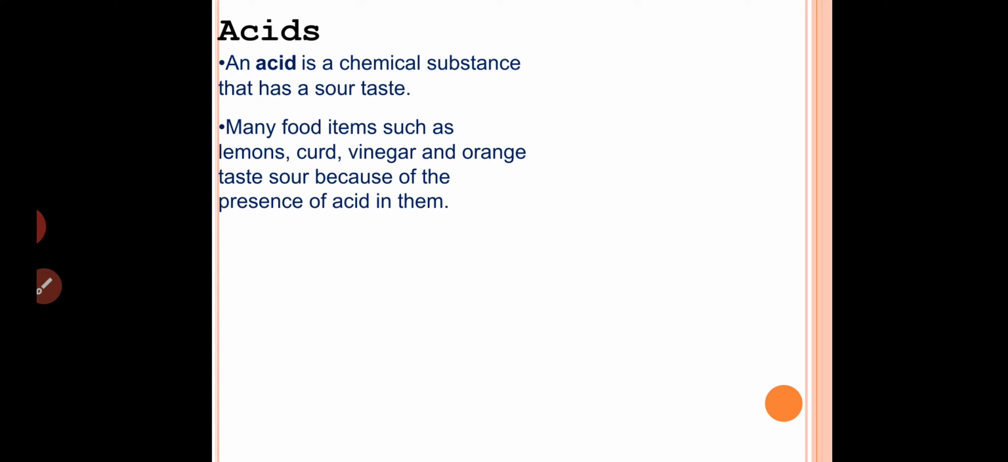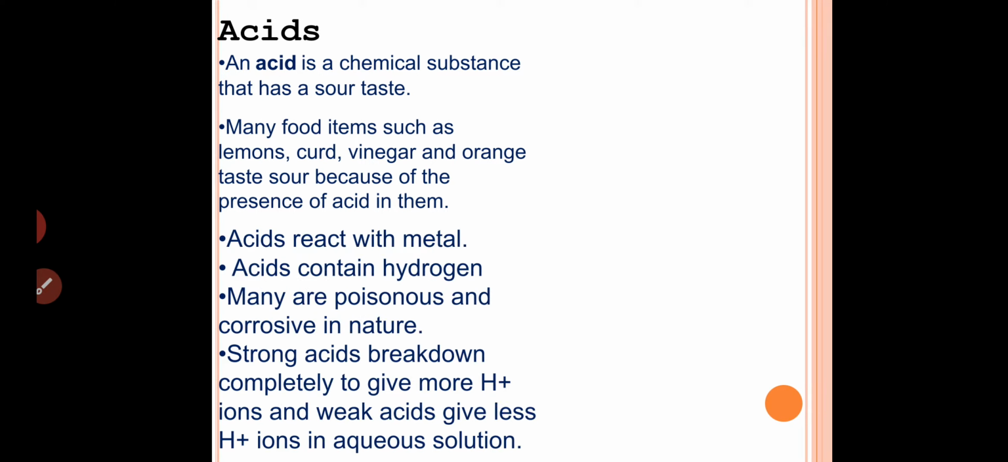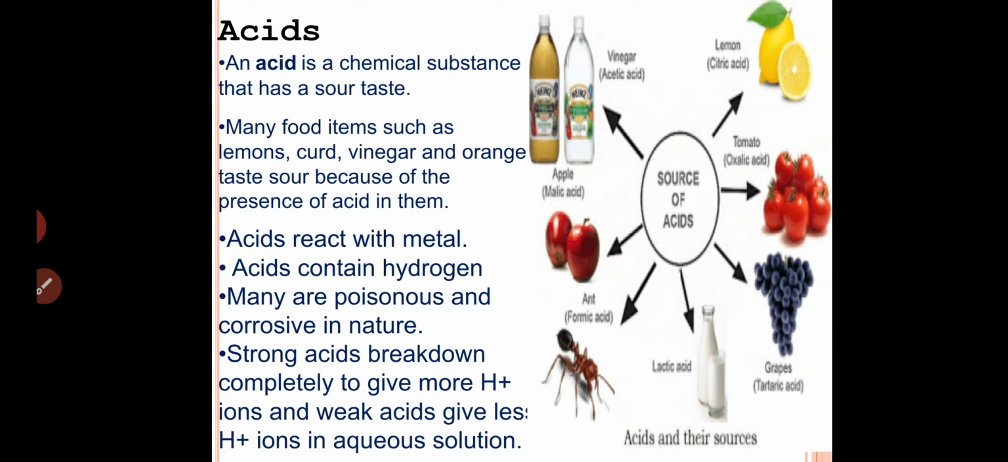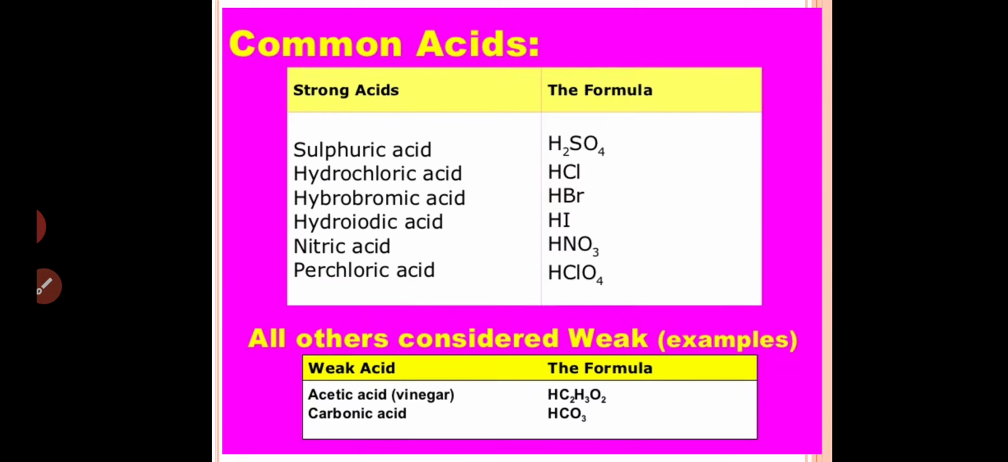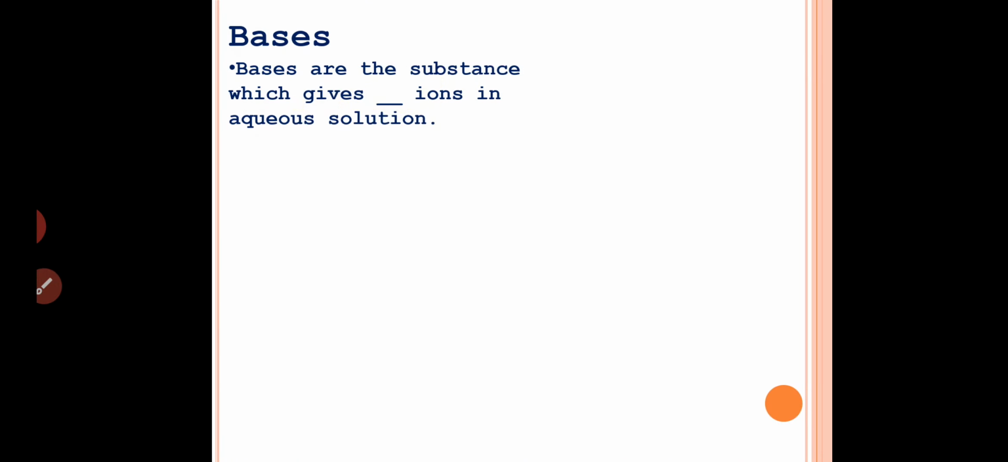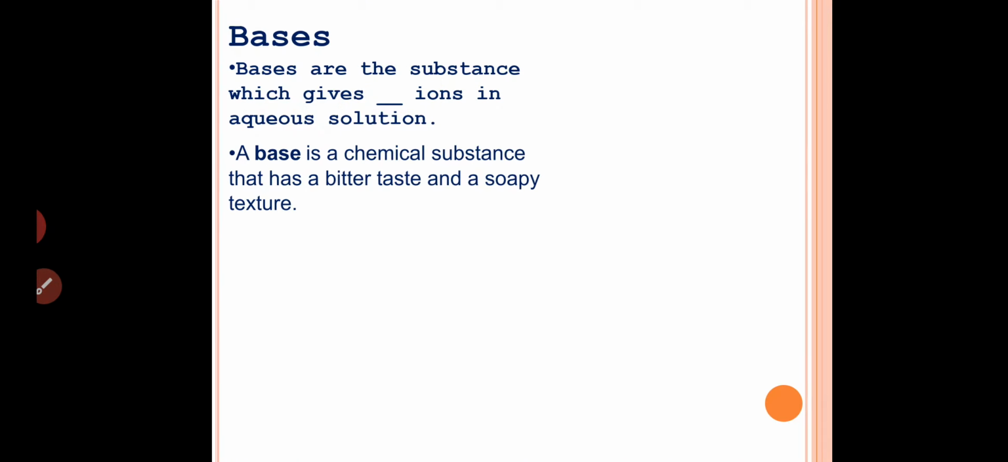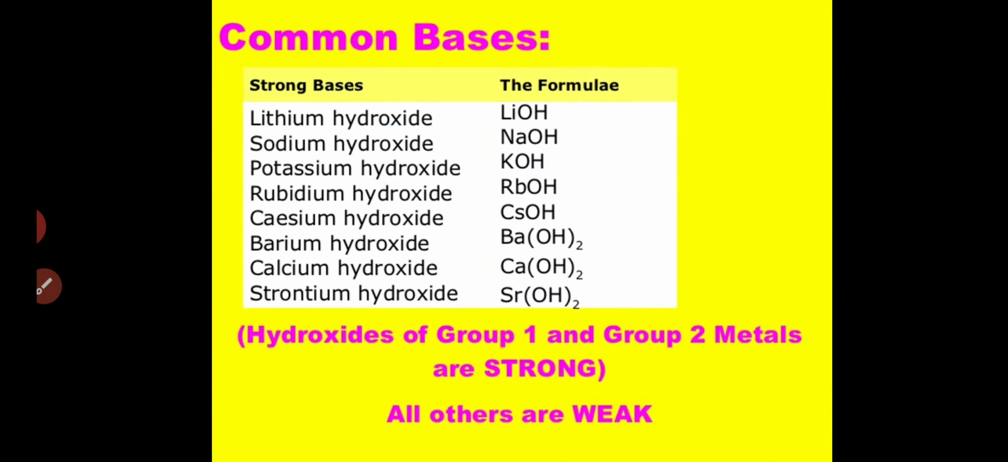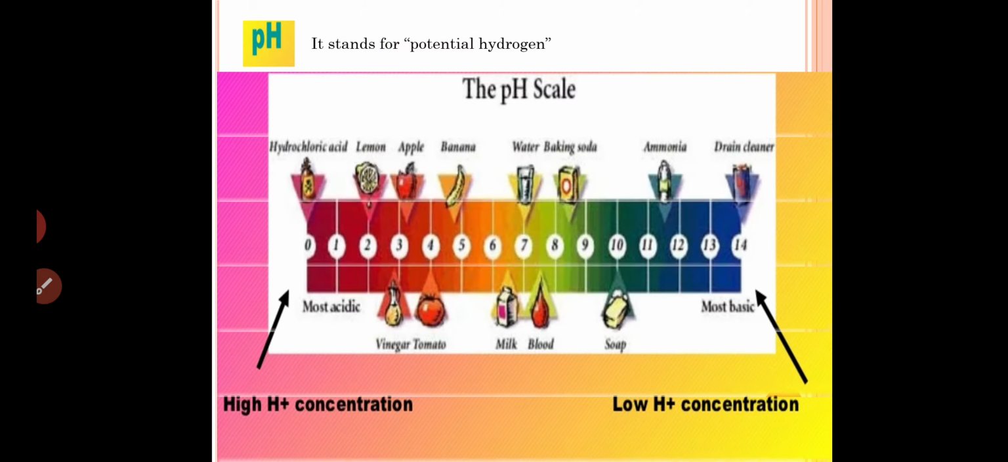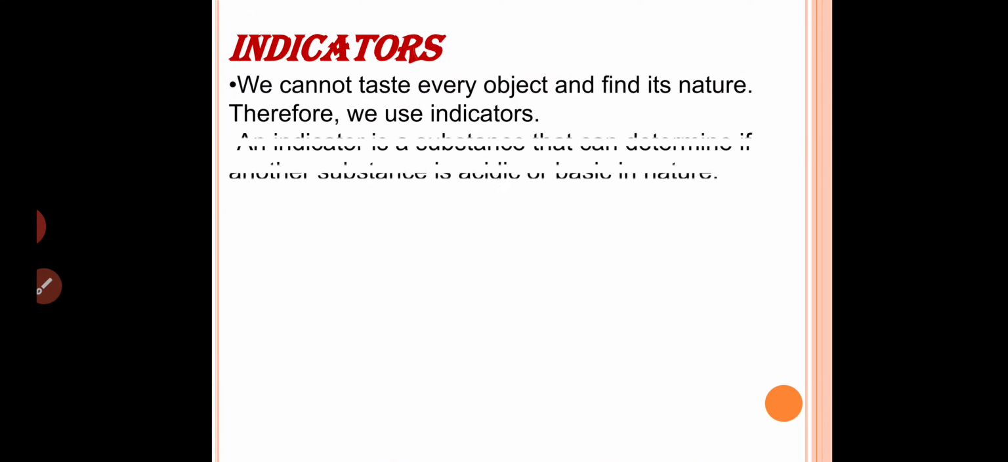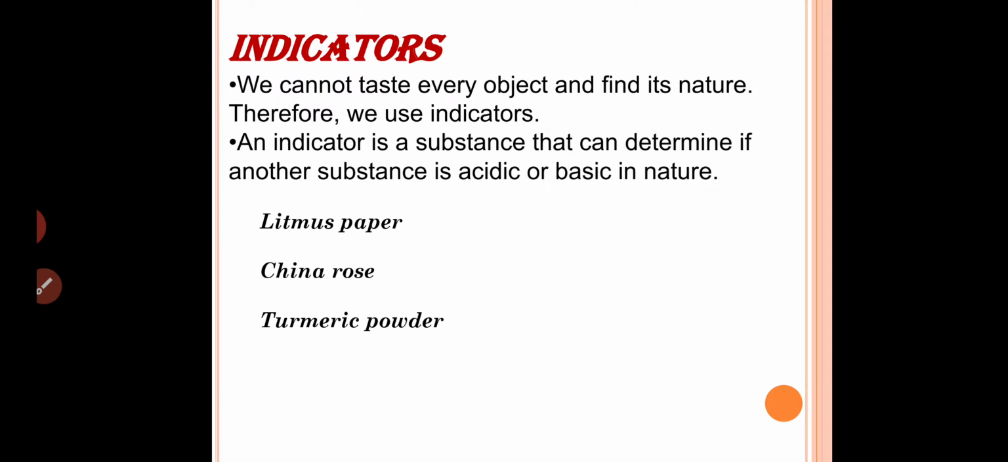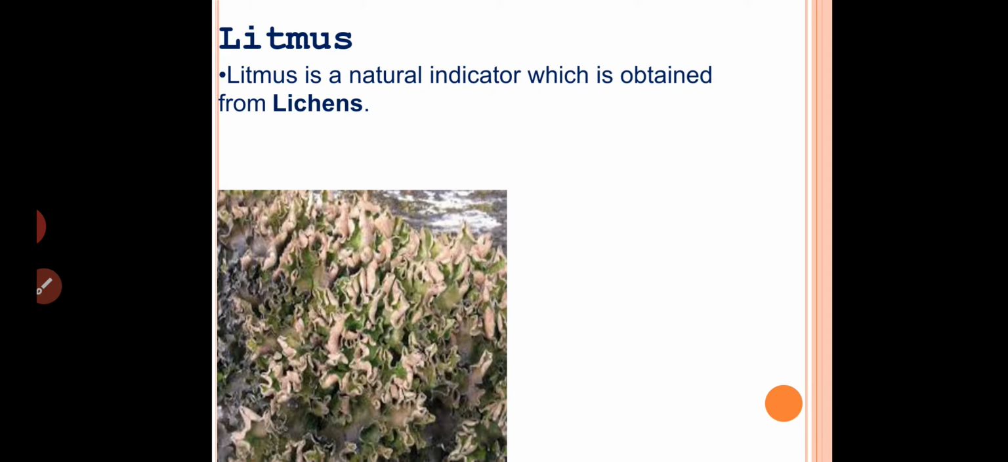acids and bases. In that we studied about acids, how the acids react on other substances, what acids are present in the food materials, common acids, bases. Then we studied which bases are present in our home, common bases, the pH value, the pH scale, and about indicators. In that we studied litmus paper and China rose.